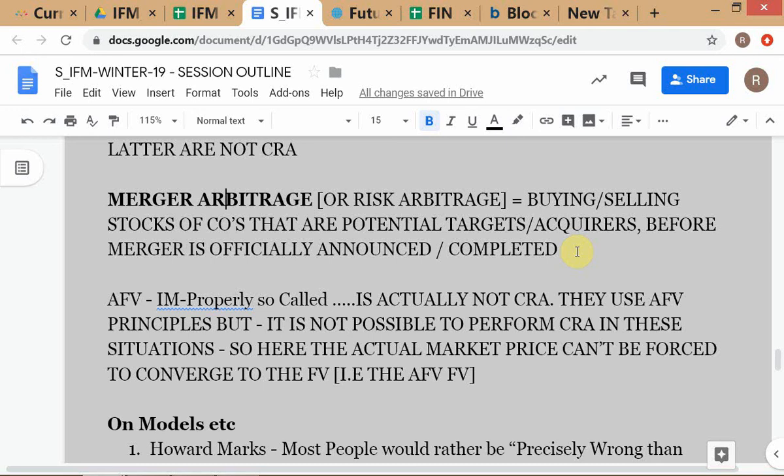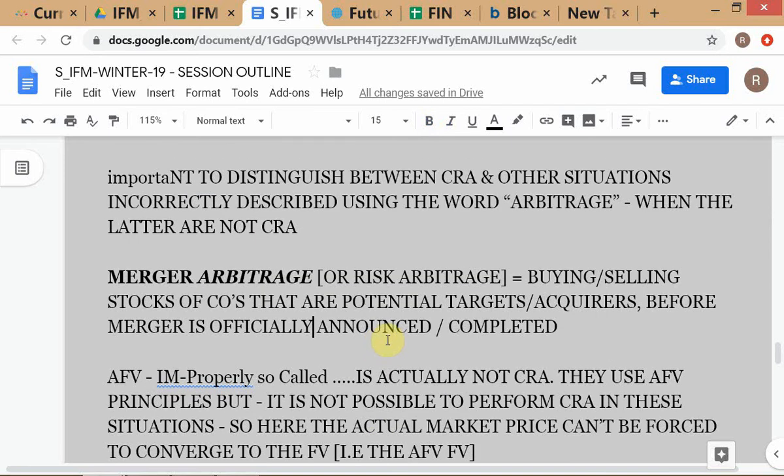Are you following? All this kind of activity is referred to as merger arb or risk arb in the markets. This is not the right use of the word arbitrage. Because there is always market risk. If you do it at this stage, before the merger is officially announced, then there's very high risk because the merger may not go through, and then the price movement will not be the way you expected. So you may end up with a big loss.